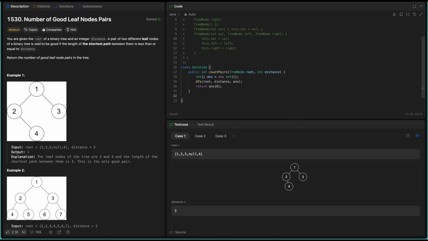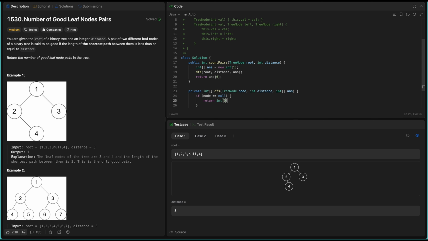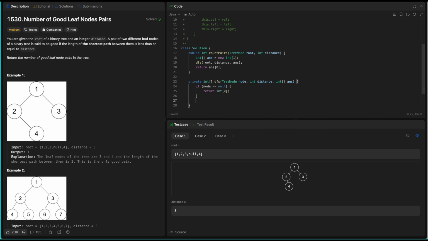And now comes the interesting part. So we will just need a DFS function. We pass in the node, the distance, and the answer. And we are returning the collected leaf distances from the current node. Whenever we see node is equal to null, we will return an empty array because it does not have any leaf node at some distance from it.